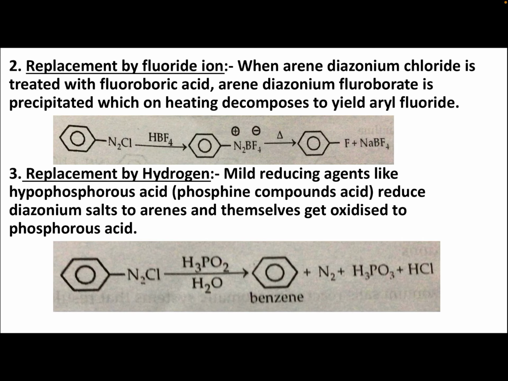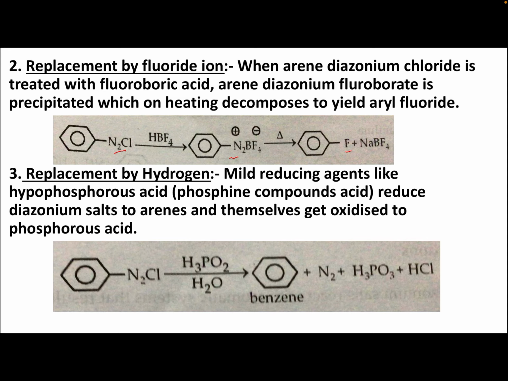Replacement by fluoride ion. When arene diazonium chloride is treated with fluoroboric acid, arene diazonium fluoroborate is precipitated, which on heating decomposes to yield aryl fluoride. Benzene diazonium chloride, in the presence of HBF4, gives on the benzene ring N2BF4, that is diazonium fluoroborate, which is precipitated. On heating, you get on the benzene ring F, that is fluorobenzene. That means the N2Cl group is replaced by fluorine.